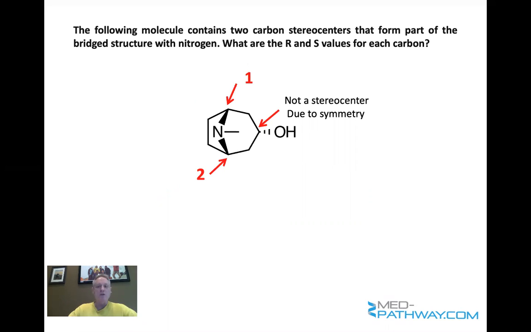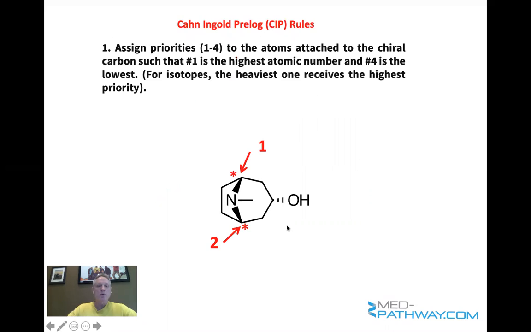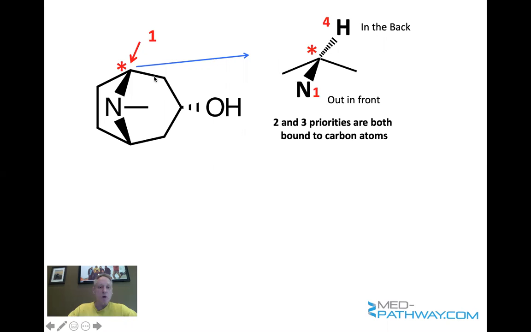So what are the R and S values for each carbon? Let's apply the CIP rules. We assign priorities 1 through 4, where number 1 is the atom with the highest atomic number attached to the stereocenter. Number 4 is the lowest. And then what we can do is redraw this out.